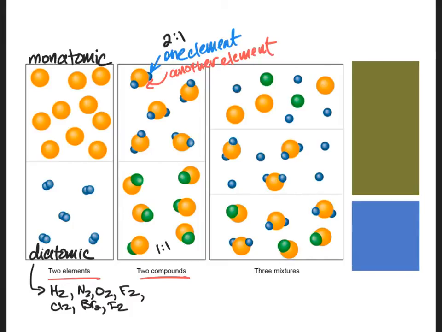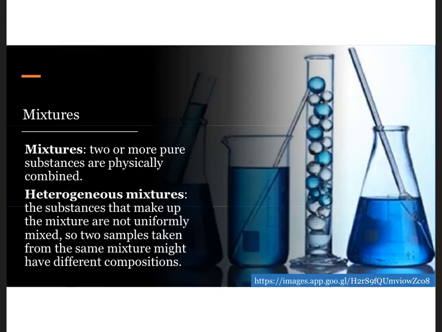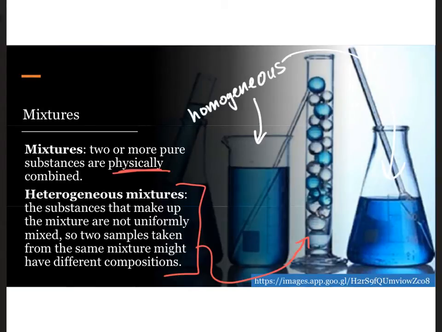Finally, we can form mixtures from any combination of elements or compounds. 2 or more pure substances can be physically combined to produce a mixture. The components of a mixture are not chemically bonded to each other and can be separated from one another by physical means. Mixtures do not have definite compositions and can be either heterogeneous or homogeneous. In heterogeneous mixtures, the substances that make up the mixture are not uniformly mixed, so 2 samples taken from the same mixture might have different compositions.